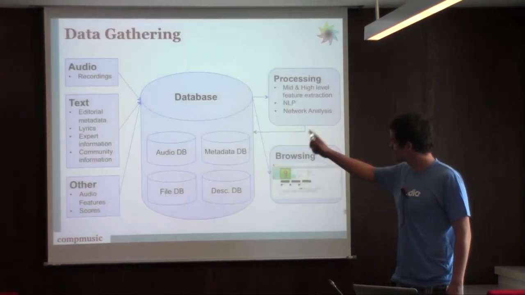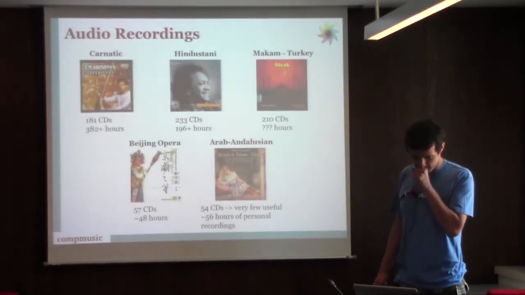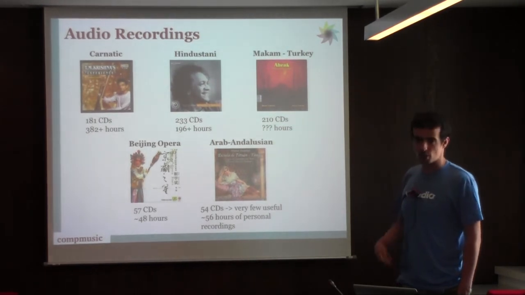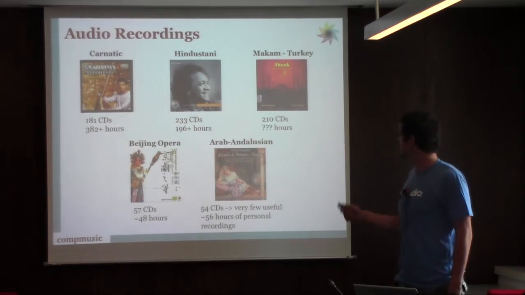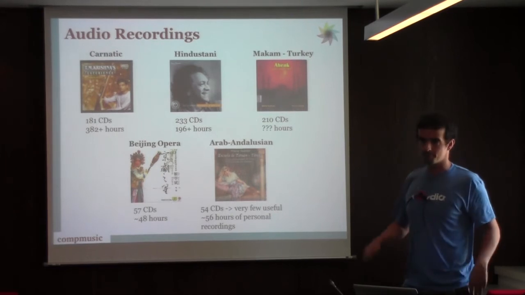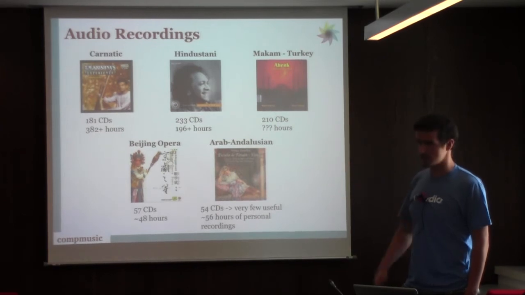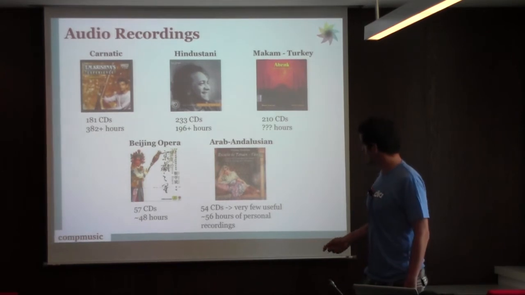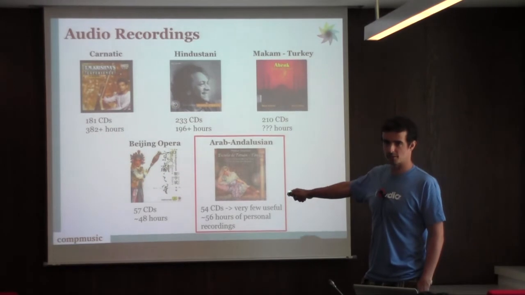So I'm going to talk a little bit about these data sources. Let's start with the audio. As Xavier said, we have been carefully gathering recordings from all the musical cultures, the 5 musical cultures that we studied in the project. For Carnatic, Hindustani, Makam, as you can see, for the first 3 we have a sufficient amount of recordings and CDs, then less for the Beijing opera. I wanted to focus specifically on this one. We do have 54 CDs for the Andalusian music.